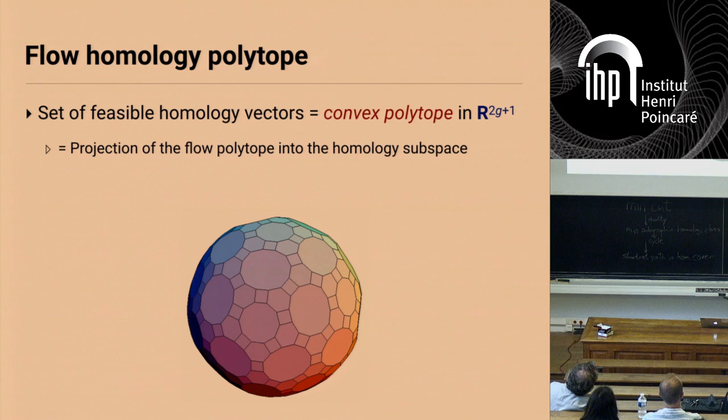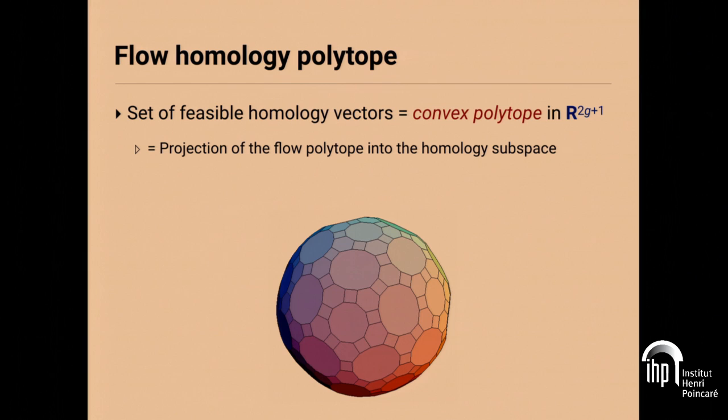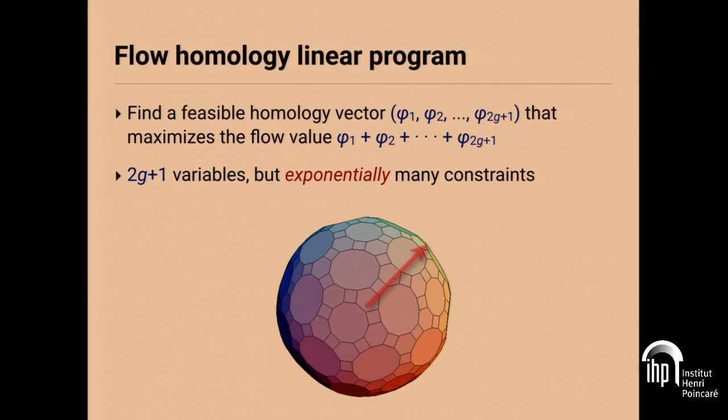If you've seen maximum flows in linear programming before, maximum flows is naturally an order n dimensional linear programming problem. So I take the n dimensional convex polytope and just project it down into this homology subspace, and that's the polytope that I get. That's not the polytope I get. That's just a polytope I pulled off Wikipedia. But it's a polytope. Okay. And so in principle, I have a linear program with only order g variables.